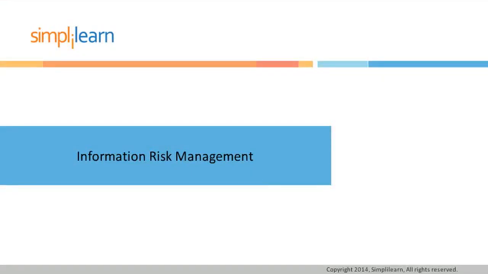Let us proceed to the next topic, information risk management. Information risk management focuses on finding the level of risk associated with a given activity or asset and how to handle it. In this topic, we will look at the security definitions and discuss information risk management, or IRM, in detail.